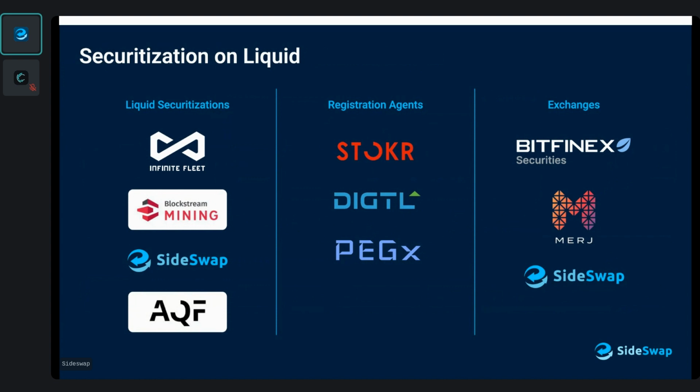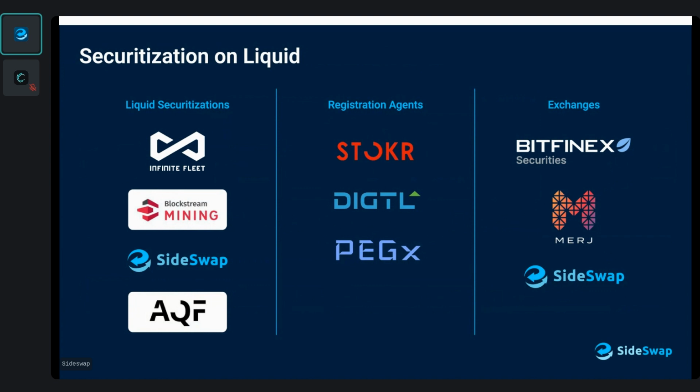Lastly, we have something called the Aquarius Fund. Their unit tokens are also listed on the Liquid network. There's a number of other securitizations coming up during the remainder of the year, and I think that Liquid is one of the few blockchains that has actual securities issuances with the permissioning structure.